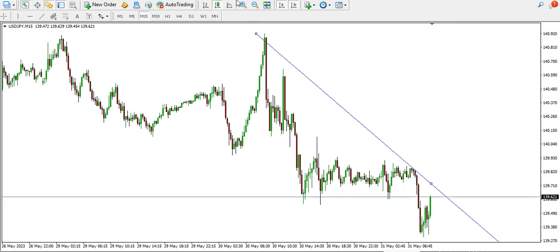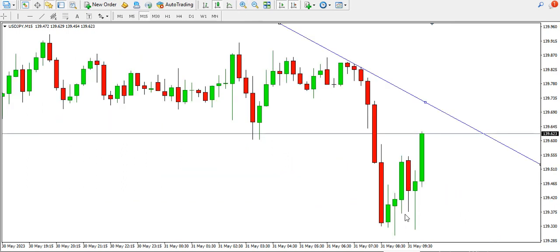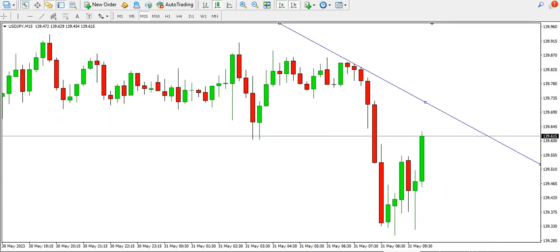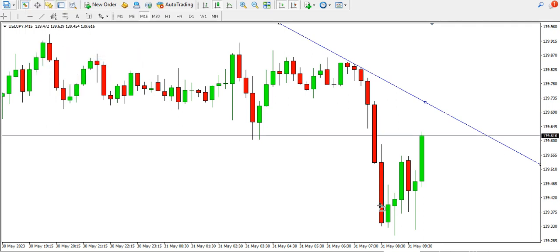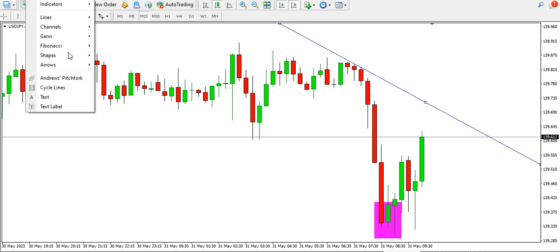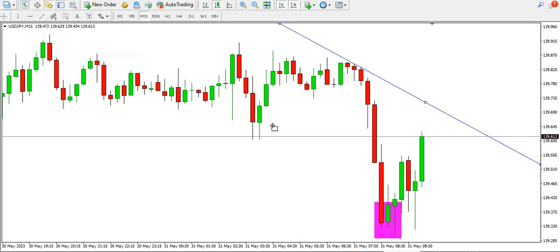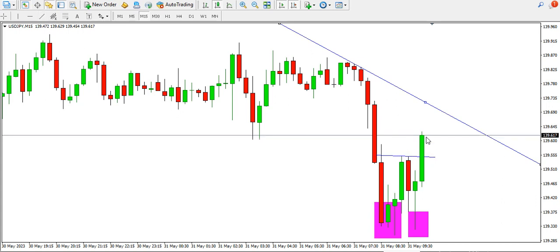But we can see on the 15 minutes time frame a double bottom. Buyers are trying to push up. This is the first bottom and this is the second bottom. This is the break of the neck. We have the neckline around here and that has been broken, and price is still trying to push to the upside.